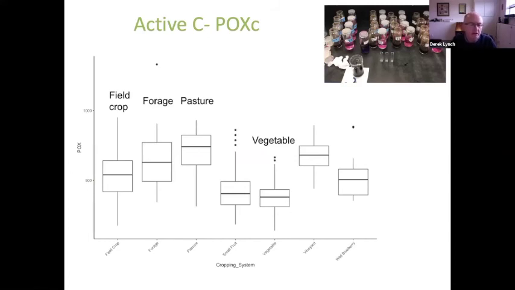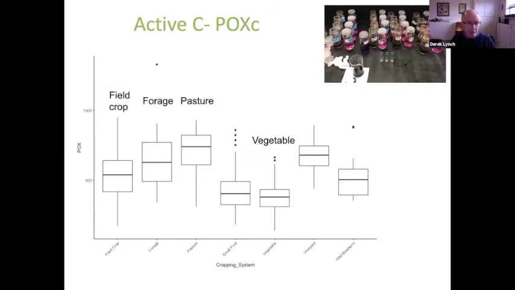This test looks to be quite robust, and many other studies across North America are finding POX to be quite a sensitive test, a robust test, and a useful test for picking up nuances in cropping practices. And you see it's much lower for the intensive vegetable systems than the other production systems.